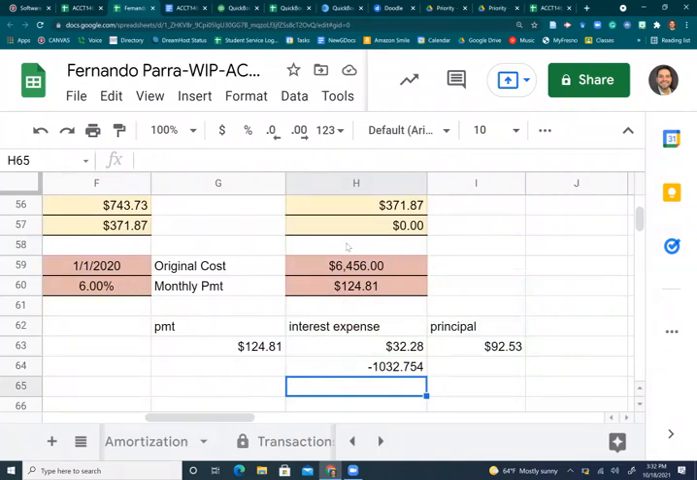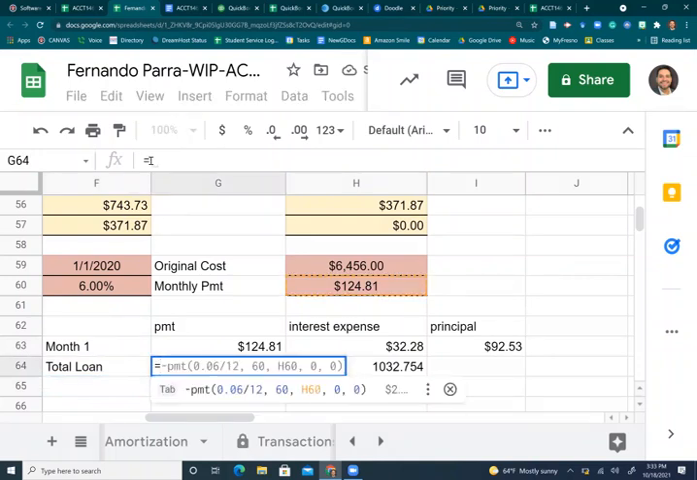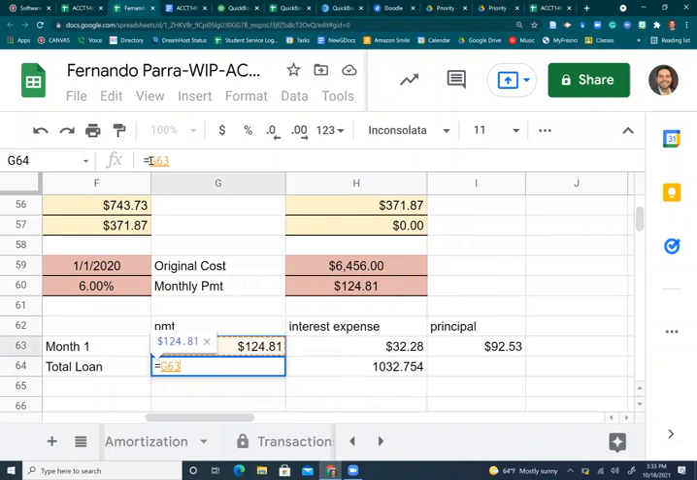Right? That is the exact amount of interest expense that I have throughout the life of the loan. So let me say here, monthly. Month 1. How many payments am I going to pay for the entire loan? Can we do it quickly? Let's say this times 60, right?